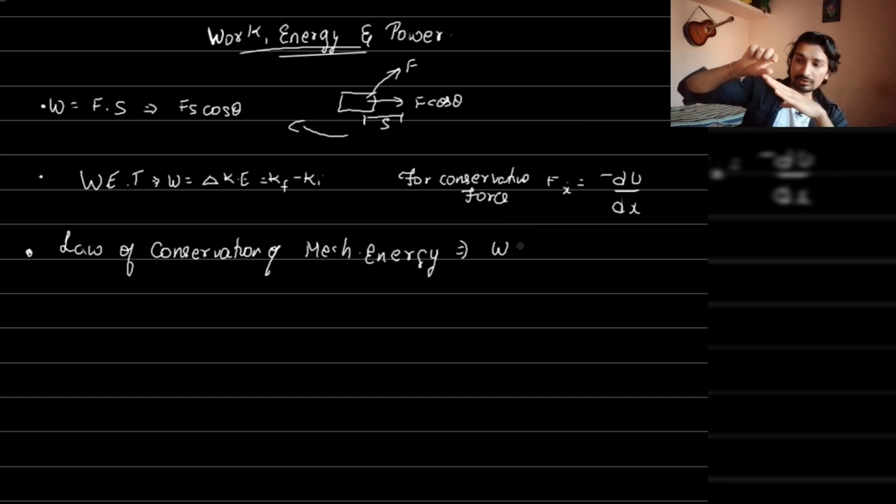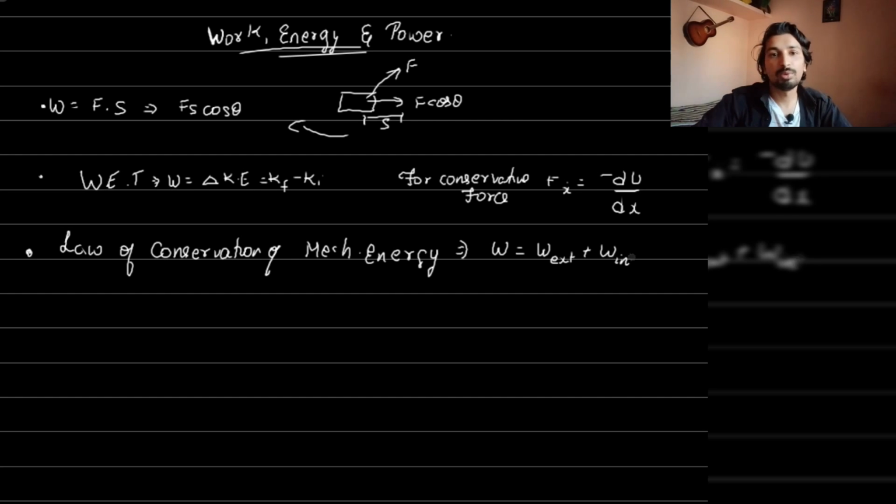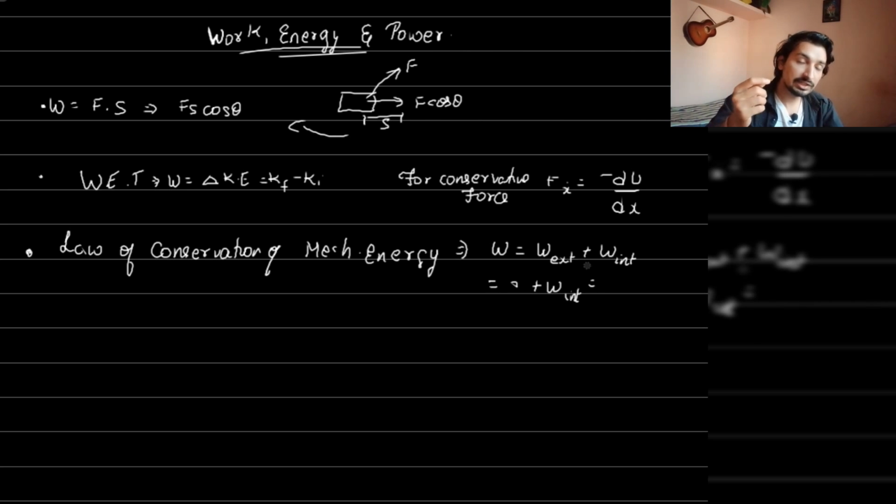So you see, in this situation, the object had more potential energy because it's at the top. That potential energy converts to kinetic energy when it comes to the bottom. Like that, there will be changes from kinetic energy to potential, and from potential to kinetic, things can happen. So you can write the law of conservation of mechanical energy, that is work done.